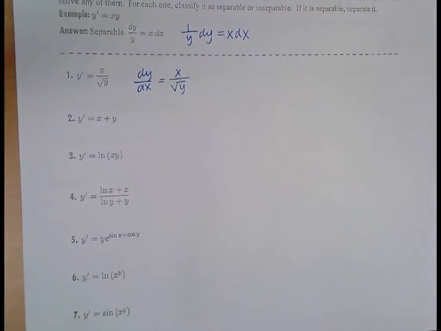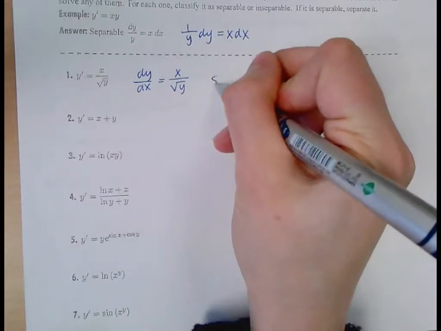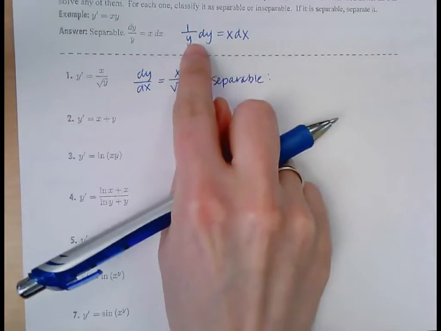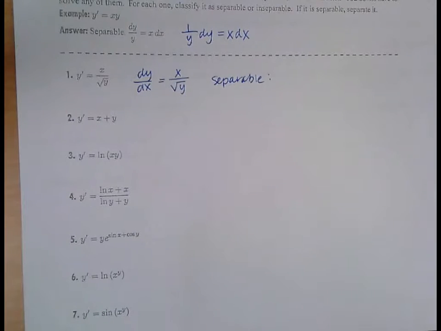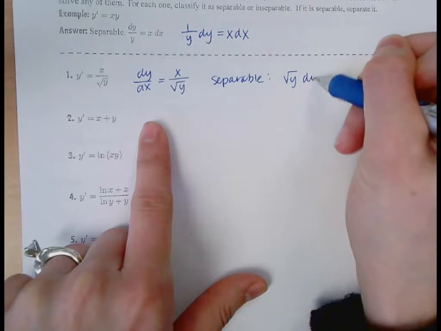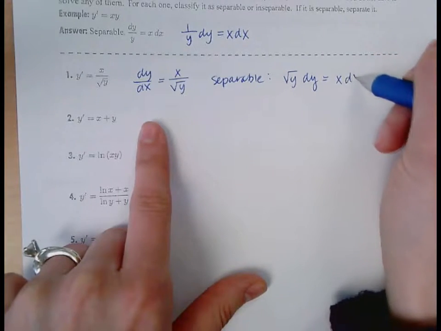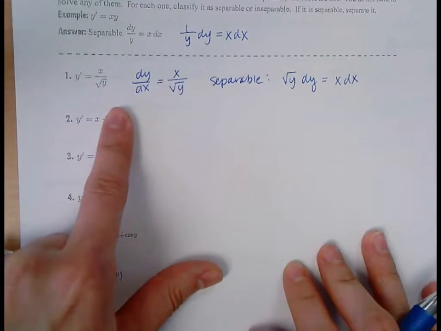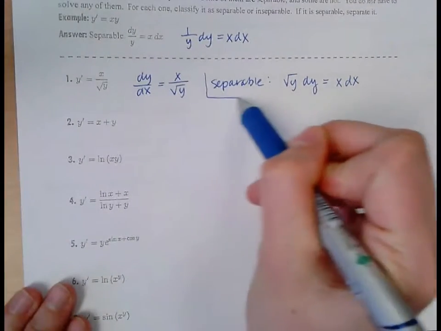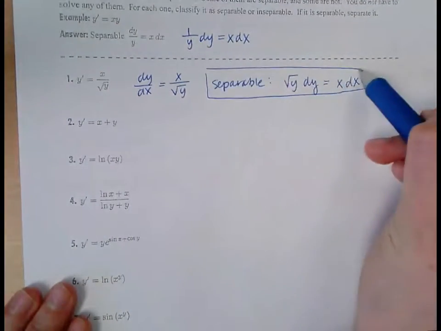So if you're saying it's separable, then we should be able to write it in the form where you get all y's on one side, all x's on the other. So what would that look like? Yes, so multiply both sides by square root of y and dx. So it is separable. You get to here, and then we would integrate each side.